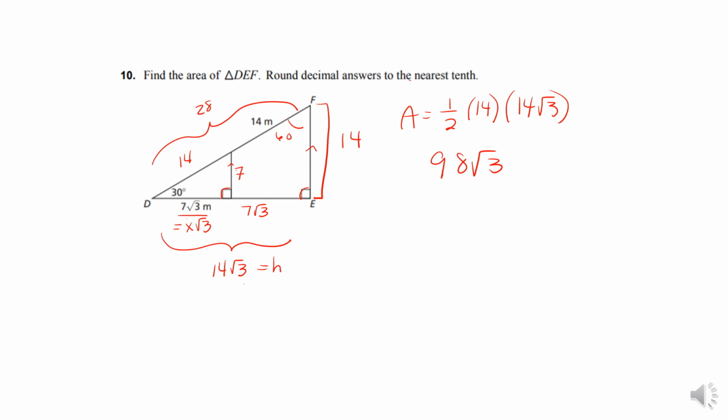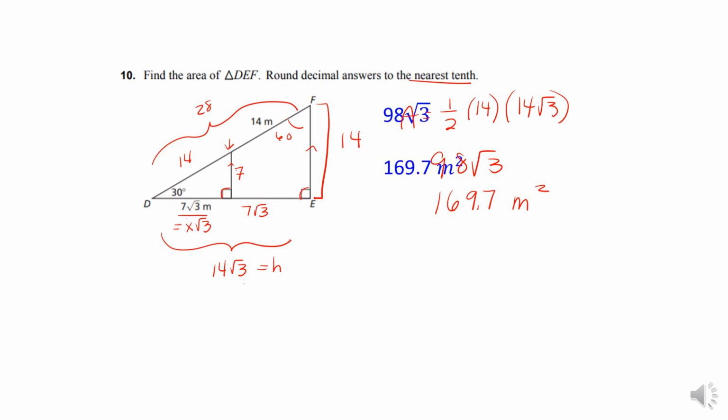And then they want us to round it to the nearest tenth, so we calculate the square root of 3, multiply it by 98, and we get 169.7 meters squared. Okay, so we found out that this was the mid-segment, and that saved us a lot of time. There you go.